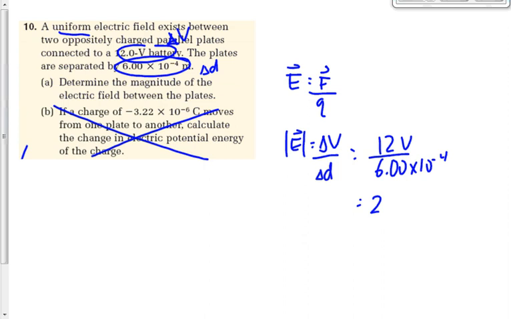That's going to give me 2.0 times 10 to the 4. What would the units for that be? Yep. Good. Volts per meter or newtons per coulomb.